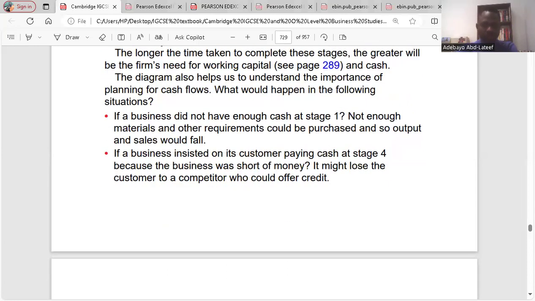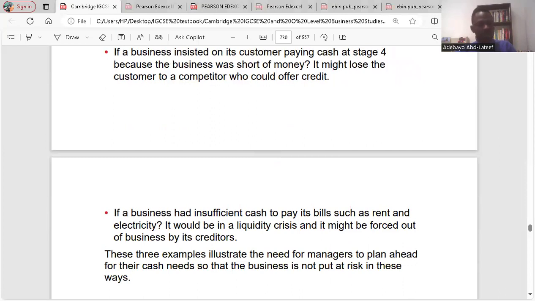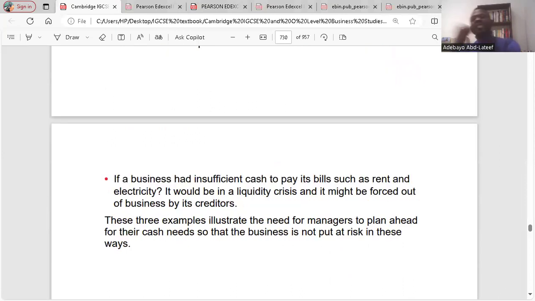There's pressure there to pay on time. If a business had insufficient cash to pay its bills, such as rent and electricity, it would be in a liquidity crisis, and it might be forced out of business by its creditors. These 3 examples illustrate the need for managers to plan ahead for their cash needs, so that the business is not put at risk in these ways. You get it?